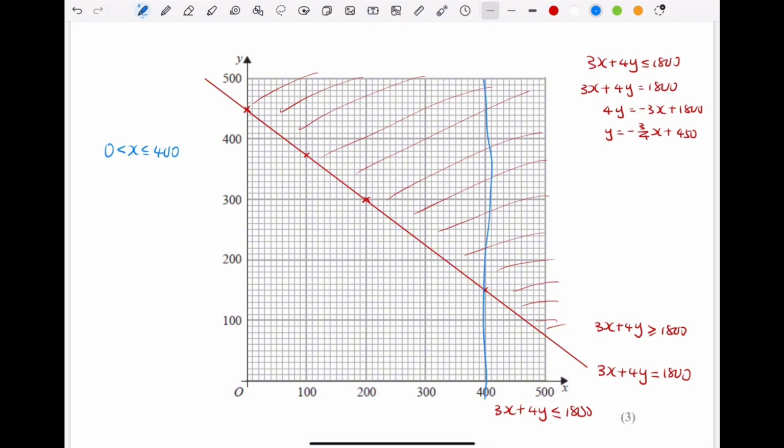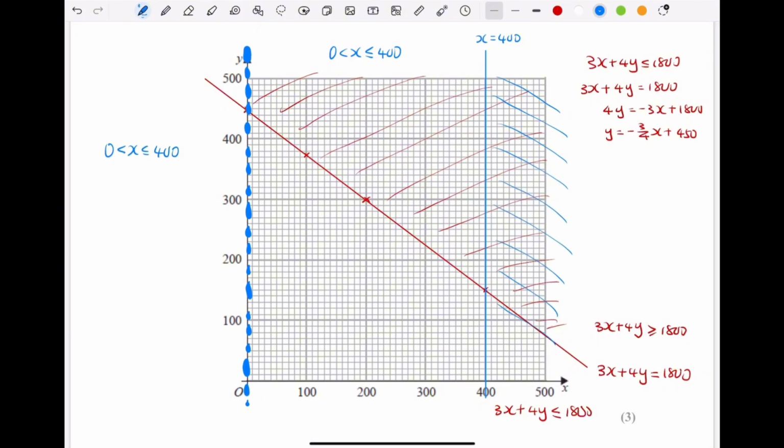So what we can do now is draw the line x equals 400 and x equals 0. Now the difference here is because we are strictly greater than 0, so we need to use a dashed line. We want x to be between 0 and 400. Therefore, we are going to shade greater than 400 away.